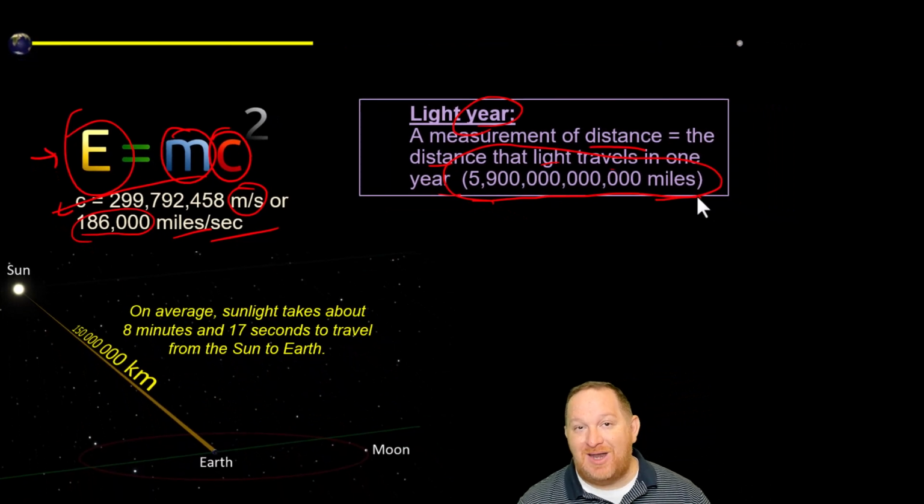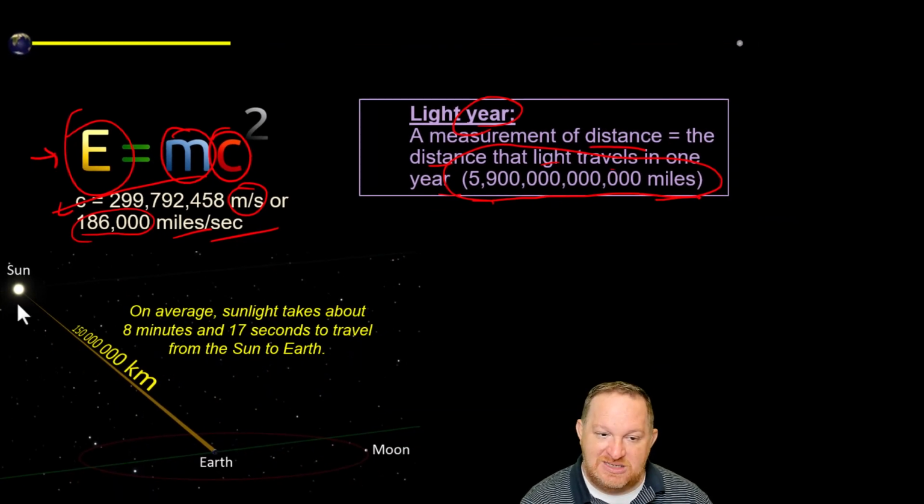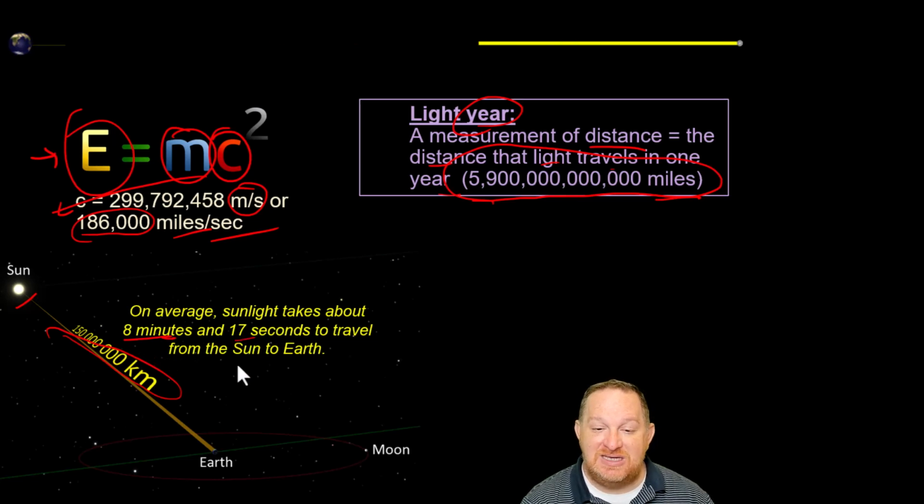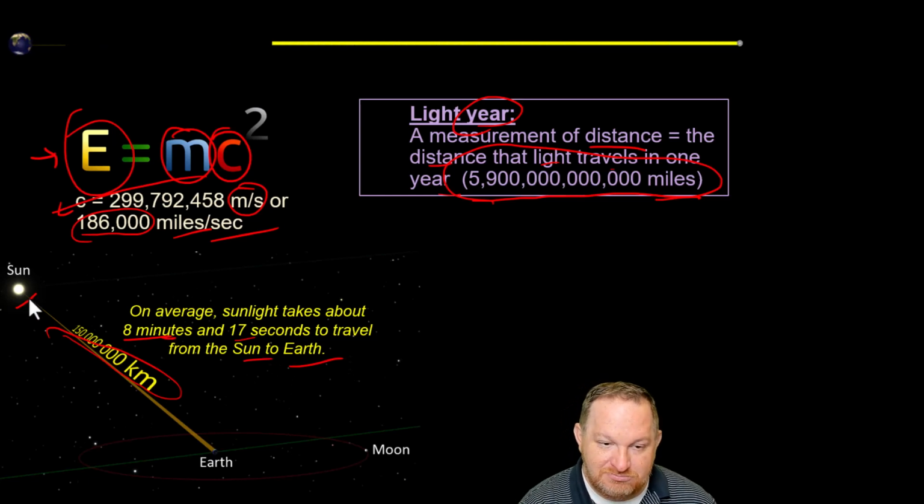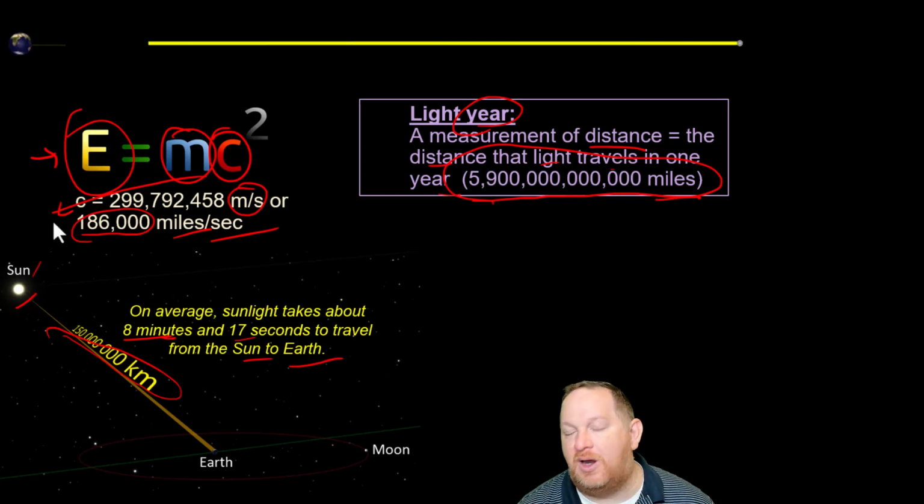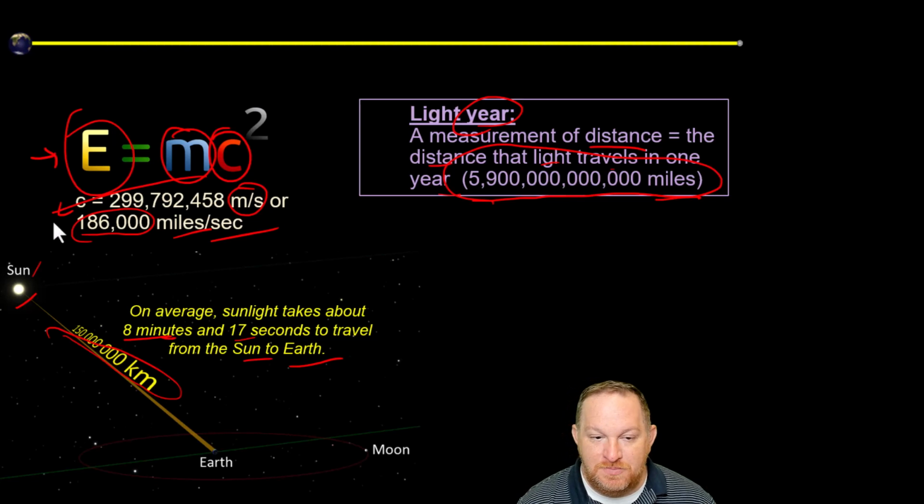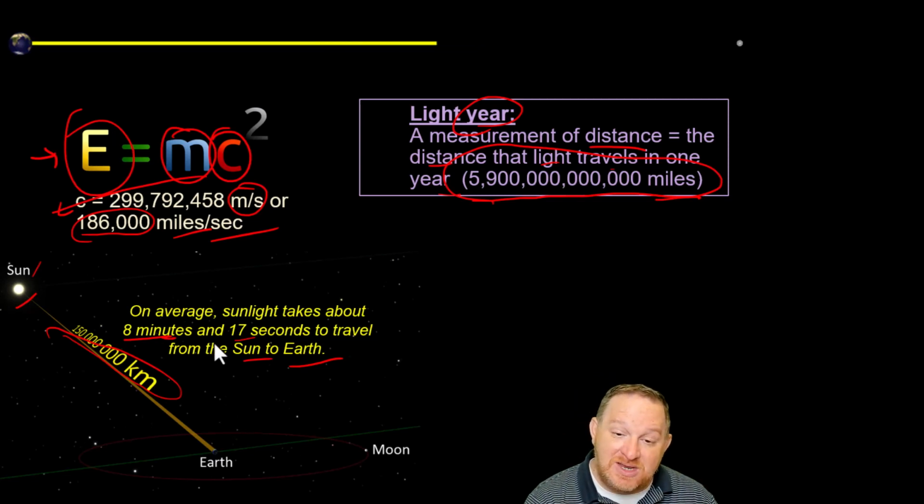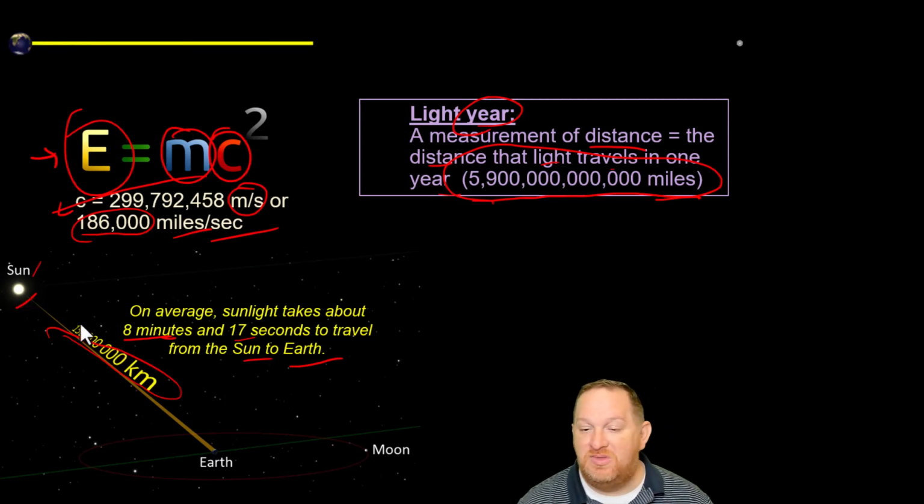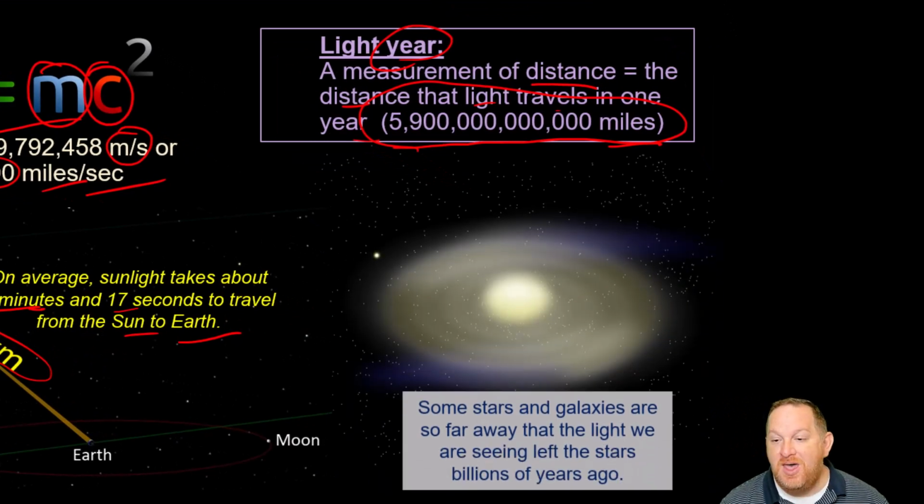So think about our source of light on the Earth. Our source of light is the sun, which happens to be about 150 million kilometers away. On average, sunlight takes about 8 minutes and 17 seconds to travel from the sun to the Earth. So the crazy thing is, if the sun exploded randomly, right, it's not going to happen, but if it did, we probably wouldn't know until 8 minutes later, because it takes 8 minutes for light to get from the sun to the Earth.